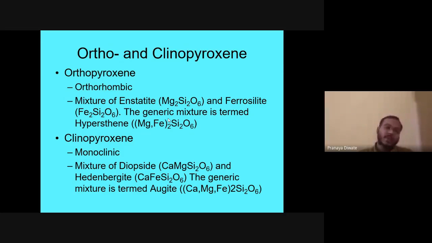Then you have ortho plus clinopyroxene. Clinopyroxenes are monoclinic, so the crystal system is monoclinic, while orthopyroxenes are orthorhombic. So orthorhombic and monoclinic.